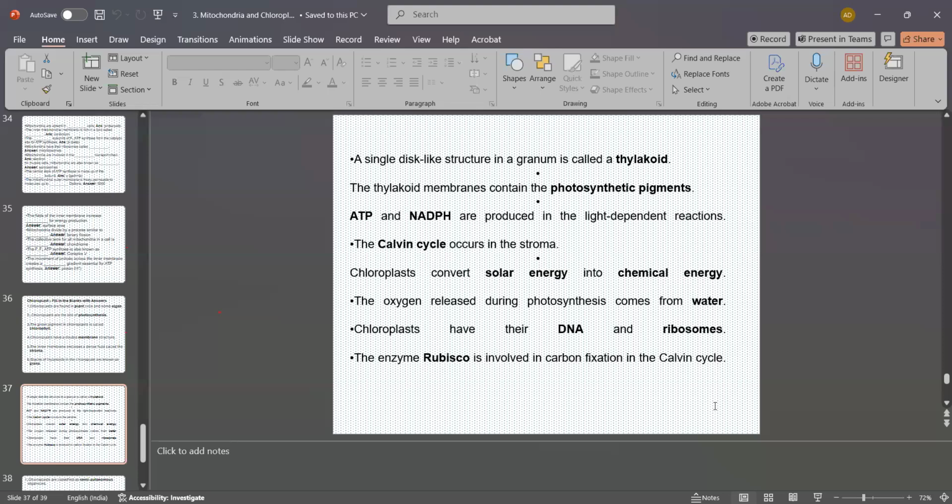The thylakoid membrane contains the dash photosynthetic pigments. ATP, dash and dash, are produced in the light-dependent reaction: ATP and NADPH. Important. The dash occurs in the stroma, the Calvin cycle. Chloroplast converts dash to dash energy, solar energy to chemical energy. The oxygen released during photosynthesis comes from dash, water. Chloroplasts have their own dash and dash, which means DNA and ribosomes. The enzyme dash is involved in carbon fixation in the Calvin cycle: Rubisco. This is also important. Rubisco.